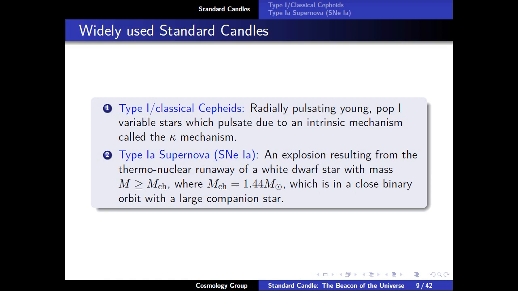So we are going to discuss the widely used standard candles, namely the type 1 or classical Cepheid and type 1a supernova. Type 1 classical Cepheids are radially pulsating young population 1 variable stars which pulsate due to an intrinsic mechanism called the Kappa mechanism. On the other hand, type 1a supernova is an explosion resulting from the thermonuclear runaway of a white dwarf star with mass greater than the Chandrasekhar limit, which is in a close binary orbit with a large companion star, where the limit is given by 1.44 times the solar mass.